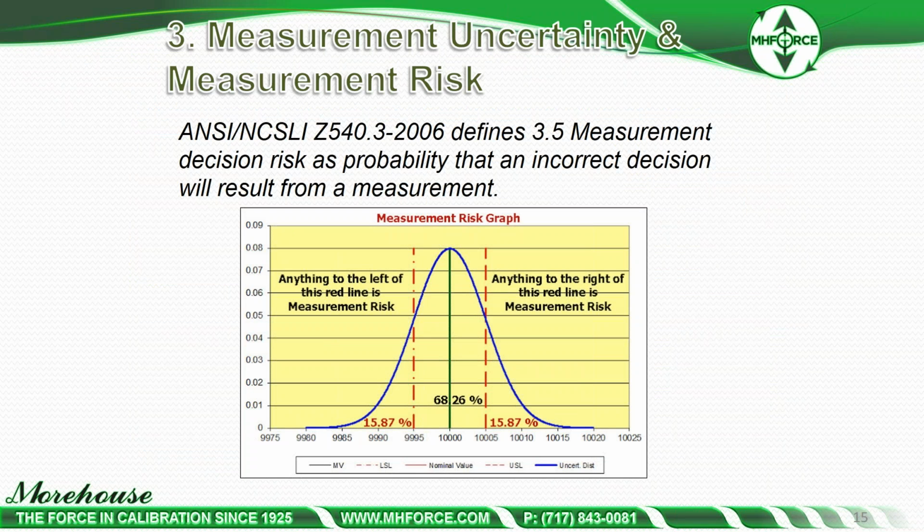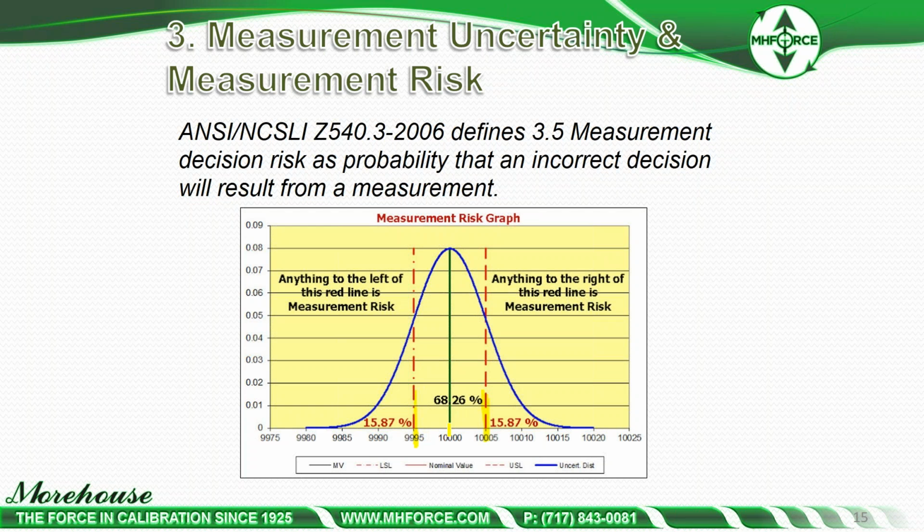And then finally, we get to measurement uncertainty and measurement risk. We're going at the ANSI/NCSLI Z540.3 standard, and it defines measurement decision risk as the probability that an incorrect decision will result from a measurement. Here's a graph. You have your lower spec limit, that's this red line right here, and then you have your upper spec limit, and that's the red line to the right.